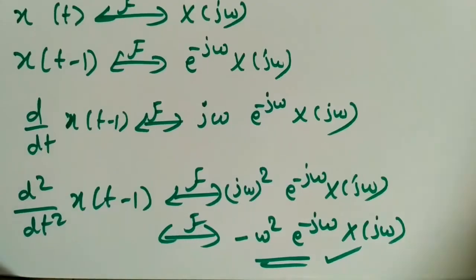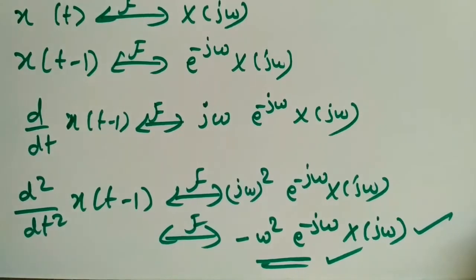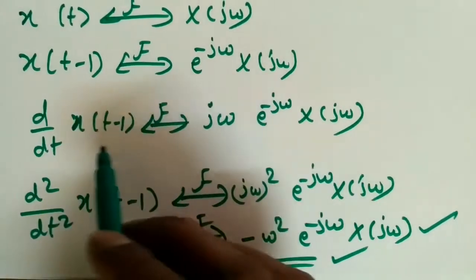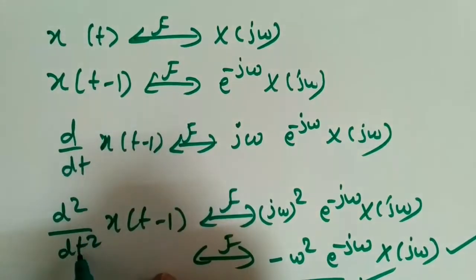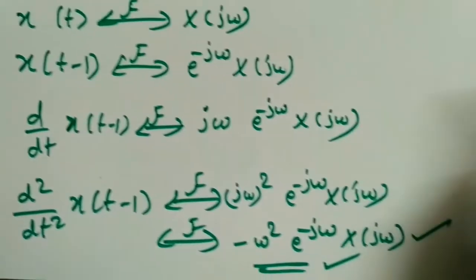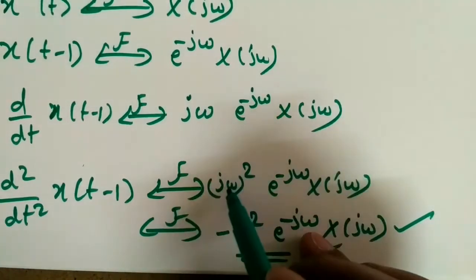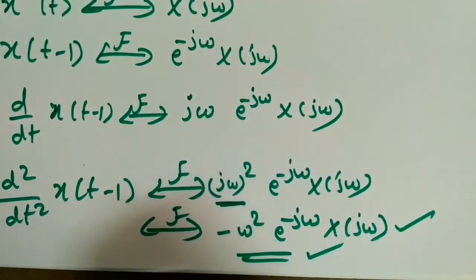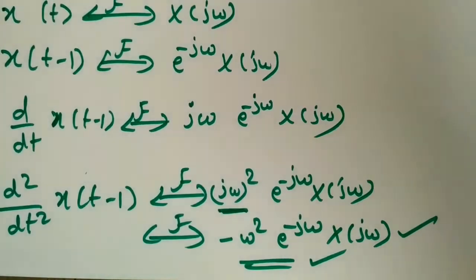So this is the final answer, right? For the second derivative I can directly multiply by j omega whole square, but first we did it step by step. Then when you get this in the GATE exam or something, directly substitute j omega whole square, right?